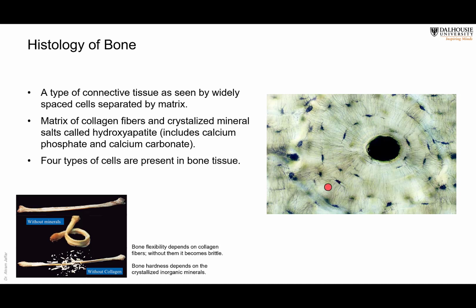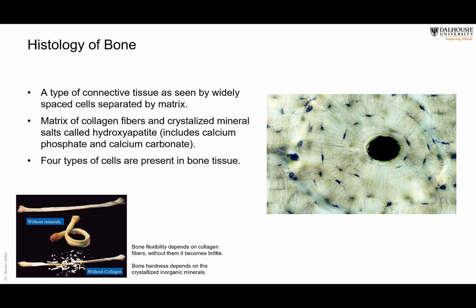And again, these cells are present in small lakes. Remember, lacunae. And they are imprisoned there, these cells. And these are called osteocytes. Okay, not chondrocytes. Chondro for cartilage, for bone it is osteocytes. So the presence of collagen fibers and the presence of the crystals of minerals in the matrix will give the matrix some characteristics.